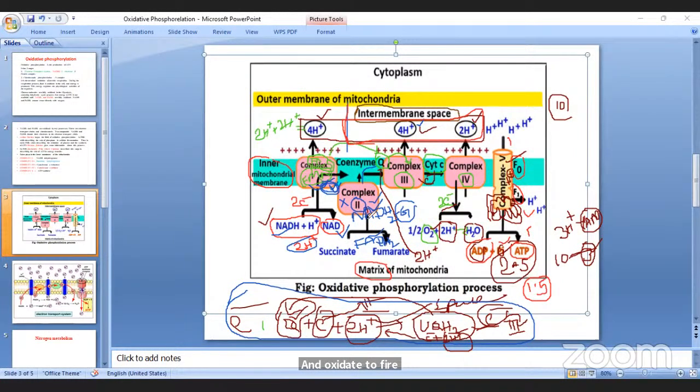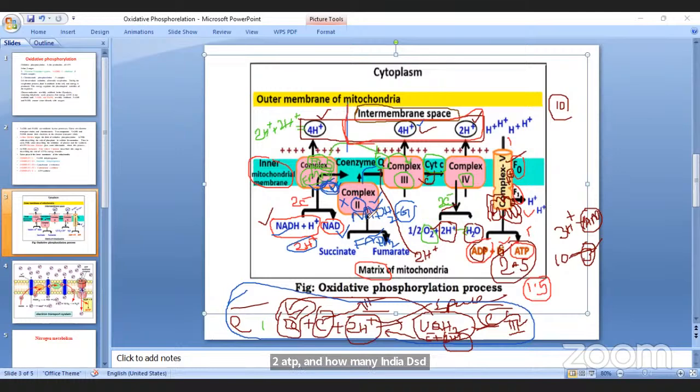Yes, sir. And last, the citric acid cycle. In the citric acid cycle, 2 substrate level phosphorylation, that means direct formation of 2 ATP. And how many NADH2 are formed in citric acid cycle? 6, sir. 6 NADH2.